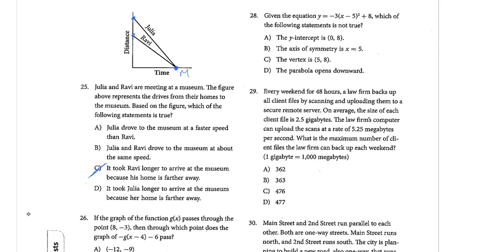Let's go with D. It took Julia longer to arrive at the museum. Again, it didn't take her longer. Since they're arriving at the same time point, that means they actually got there at the same time. B, Julia and Ravi drove to the museum at about the same speed. Well, speed here would deal with how distance and time are related. We can see the slopes don't look the same, so that wouldn't make sense. And again, we could see that the distance here, Julia is farther away than Ravi, so they couldn't have traveled at the same speed. Julia drove to the museum at a faster speed than Ravi. That's actually going to be our choice here because we can see the slope of Julia's line is steeper, so it means that her speed is faster than Ravi's was.